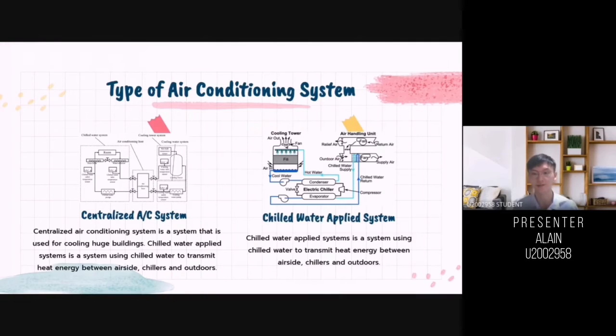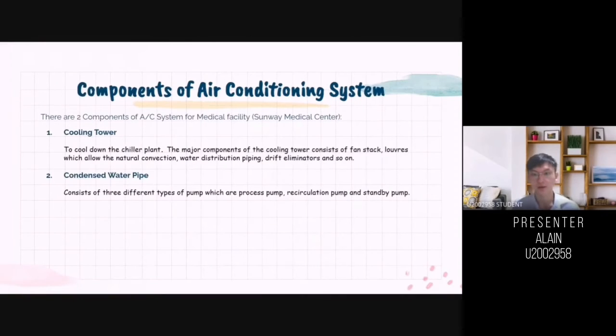The chilled water supply system is a system using water to transmit heat energy between airside chillers and outdoors. Basically, this system requires the installation of large HVAC equipment, with advantages in efficiency. The cooling system for the Siaw Hui Medical Center uses the cooling tower to cool down the chiller plant, where the major components of this tower consist of fan stack, louvers, which allow natural convection, the water distribution piping, drift eliminators, and so on.